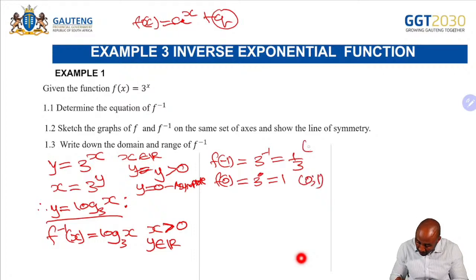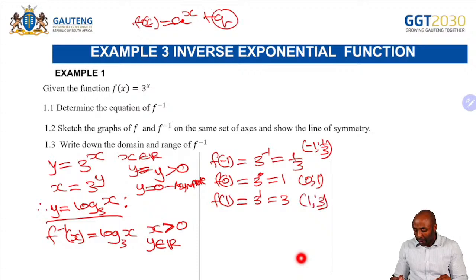So my y-intercept will be (0; 1). And I have another point with coordinates (negative 1; 1 over 3). And then I can try also a positive x value, f of 1. This will give me 3 to the power 1 is equal to 3. So I have another point with coordinates (1; 3) there. Using these points, I'm now able to sketch a graph.